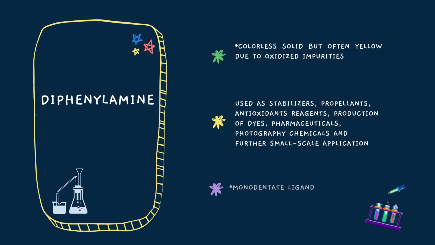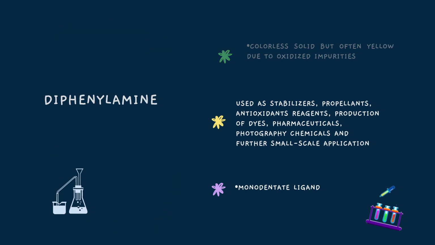The ligand diphenylamine is a colorless solid but often yellow due to oxidized impurities. Diphenylamine and its derivatives are commonly used as stabilizers, propellants, antioxidant reagents, and more. Diphenylamine is a monodentate ligand having one donating site, a lone pair of electrons on the nitrogen atom.